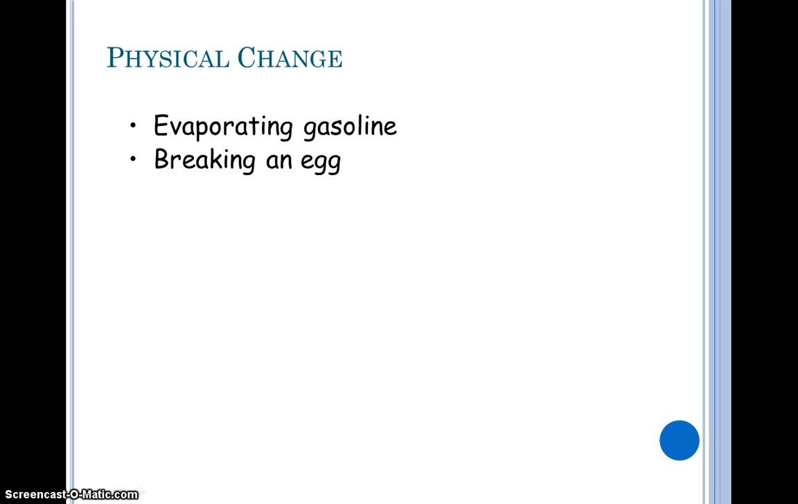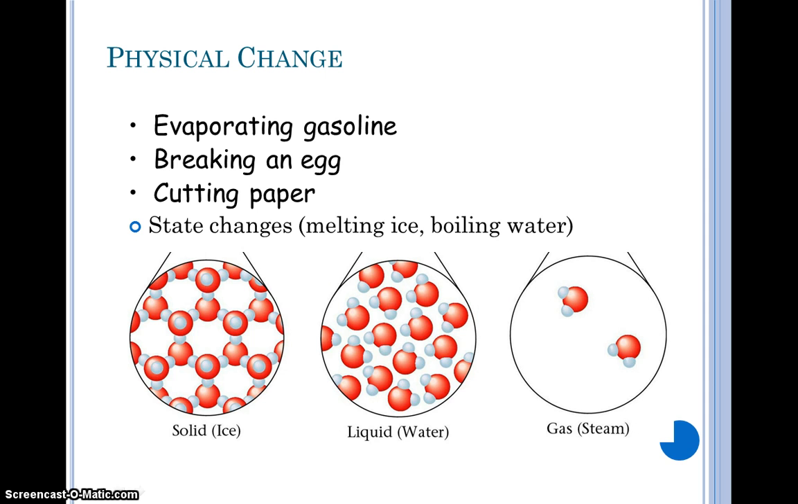Breaking an egg is a physical change because we're not chemically altering the egg at all. We're just taking it from contained inside the shell to broken on our kitchen counter. Cutting a piece of paper is a physical change. We're not chemically altering the paper. We're just making it so it went from one big sheet to a few smaller sheets. And any state change, so any of the things that we just described in those boxes, so melting, freezing, evaporating, condensing, deposition, sublimation, all those words mean something physical is happening because we can go back and forth between those state changes.